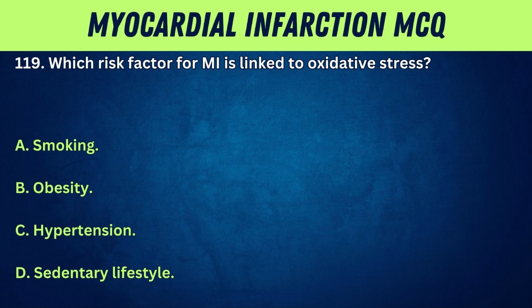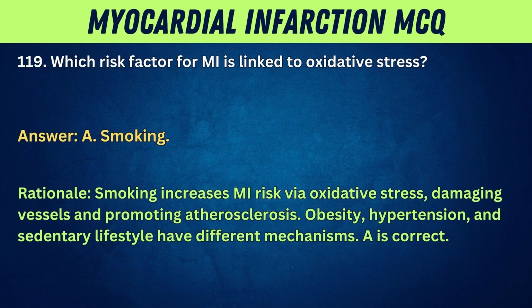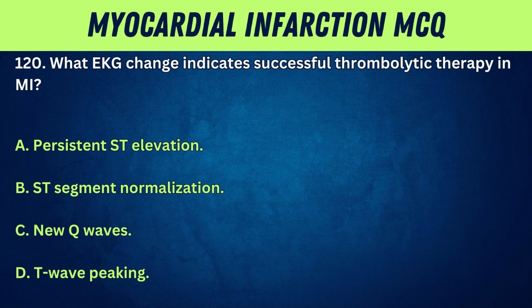A. Smoking. B. Obesity. C. Hypertension. D. Sedentary lifestyle. Answer: A. Smoking. Rationale: Smoking increases MI risk via oxidative stress, damaging vessels and promoting atherosclerosis. Obesity, hypertension, and sedentary lifestyle have different mechanisms. A is correct. 120. What EKG change indicates successful thrombolytic therapy in MI?